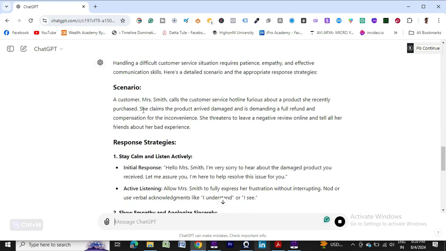A customer, Mrs. Smith, calls the customer service hotline, furious about a product she recently purchased. She claims the product arrived damaged and is demanding a full refund and compensation for the inconvenience. She threatens to leave a negative review online and tell all her friends about her bad experience. So this is the scenario, this is the situation. This is the scenario ChatGPT created for a difficult customer.